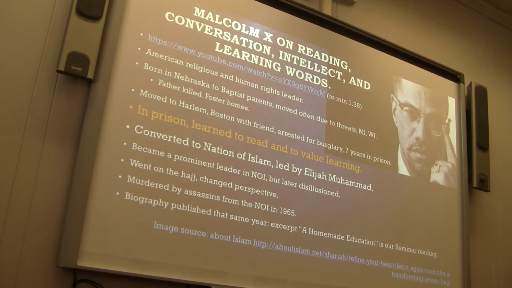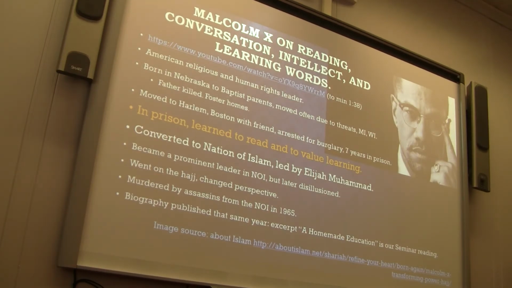He was born in Nebraska in the early part of the century. His father was a Baptist minister. But his family was persecuted because his father's views were very radical, so they moved from place to place. They ended up in Michigan and Wisconsin at different times in his childhood.